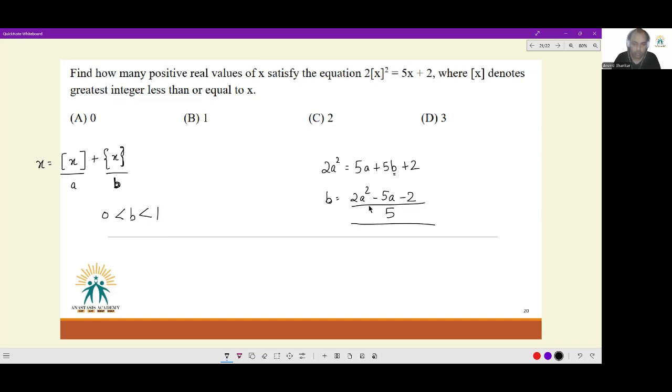Let's see what all can we identify. When it is greater than 0, we would have 2a square minus 5a minus 2 is greater than 0. Or 2a square minus 4a minus a minus 2 is greater than 0.